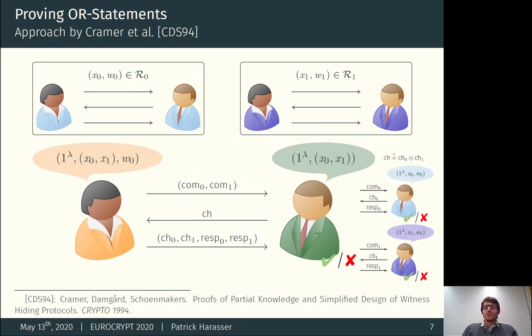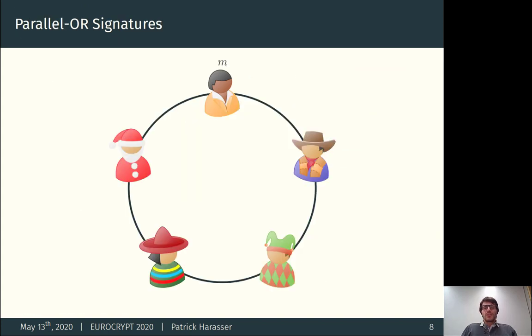And in order to verify the transcript, the verifier now checks whether the two challenge shares add up to the value he sent over to the prover, and whether the two transcripts verify independently, and he accepts if all these checks go through and rejects otherwise. Now, observe that we can, of course, combine these two constructions we have just recalled to obtain a signature scheme based on the OR combination by Cramer et al. We call these signatures parallel OR signatures for reasons that become clear when we have more than just two signers.